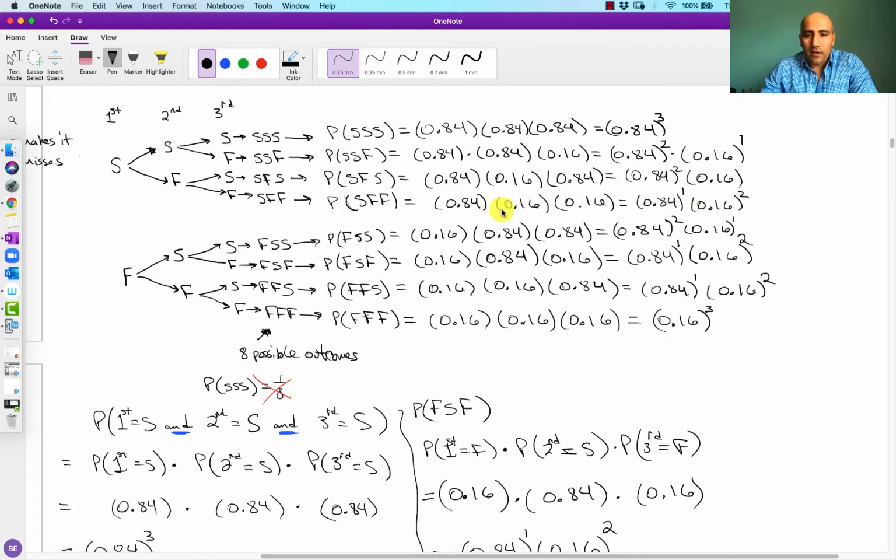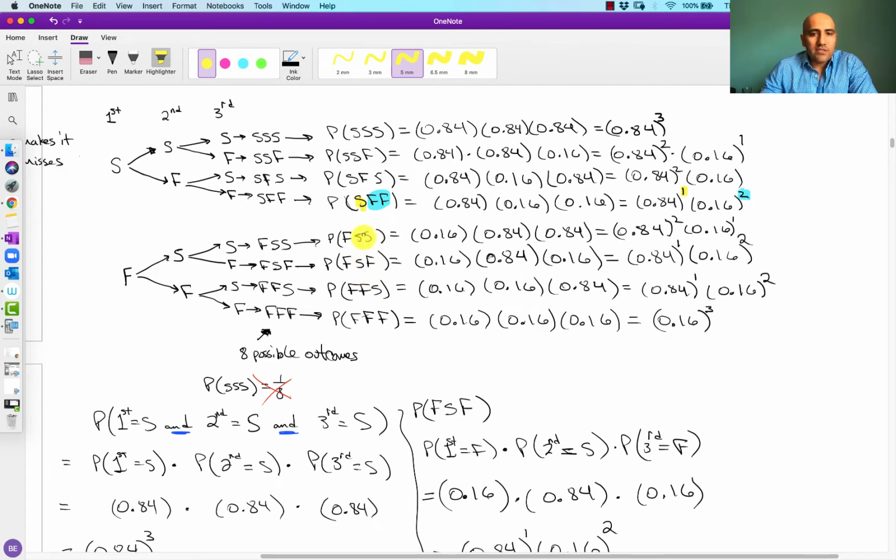So do you see that what we could do is kind of skip this middle part here and simply just write down the probability of success, the probability of failure, and then we raise it to the power which represents how many times we had a success in that little outcome, and then how many times we had a failure in that little outcome, right? So I'm pointing this out. We had 1 success, therefore we have 0.84 raised to the power of 1. On the other hand, we had 2 failures, so we raised the probability of failure, 0.16 to the power of 2.